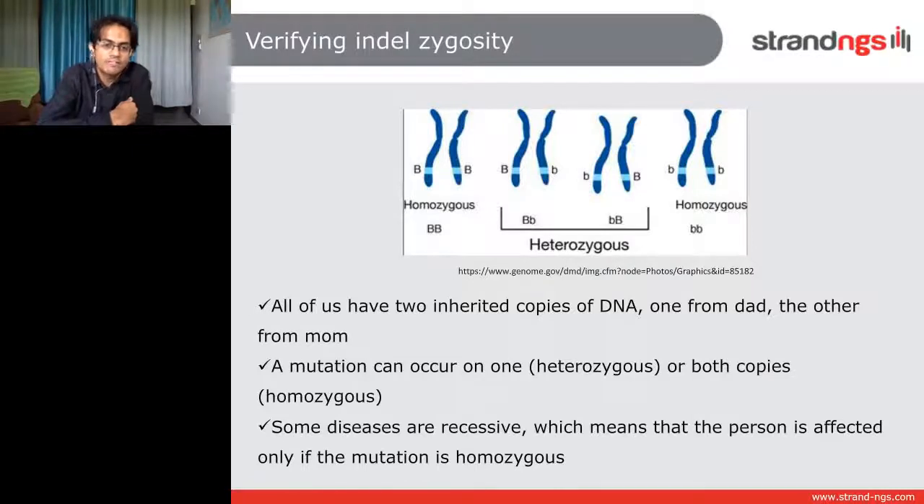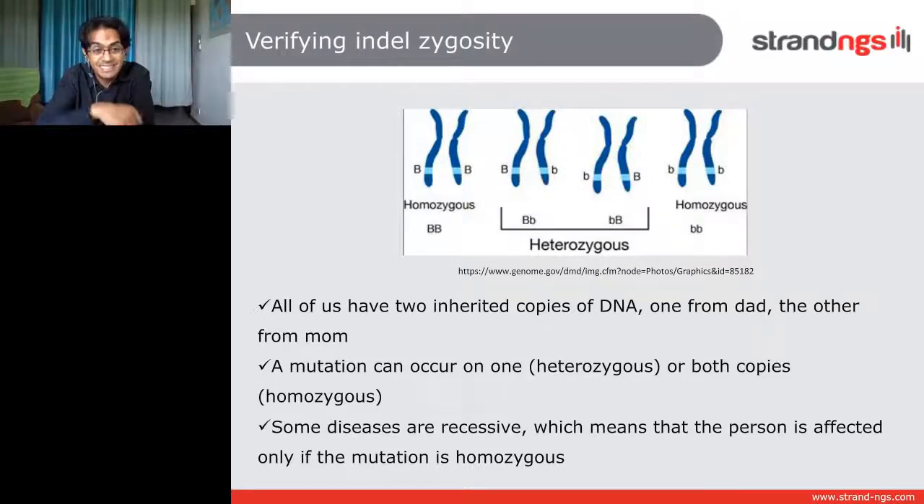So all of us have 2 copies of DNA that we inherited, one from our father and the other from our mother. So our DNA has 2 copies, and a mutation can occur on either one of the 2 copies or both of them. When it occurs on one copy, it's called a heterozygous mutation, and when it occurs on both copies, it's called a homozygous mutation.